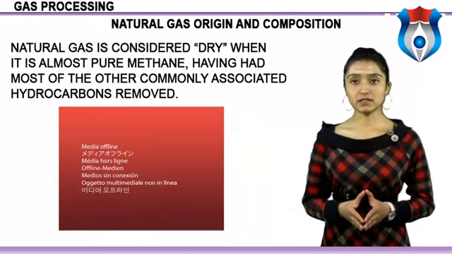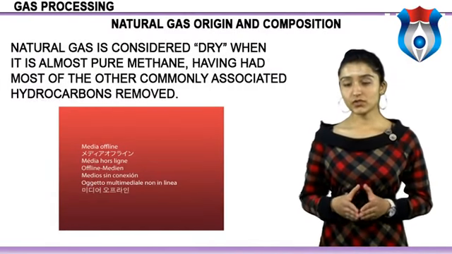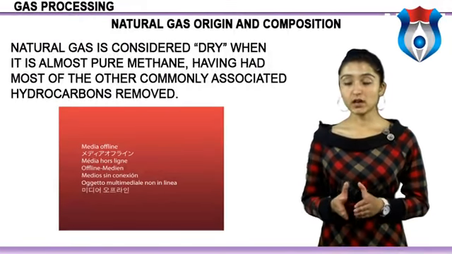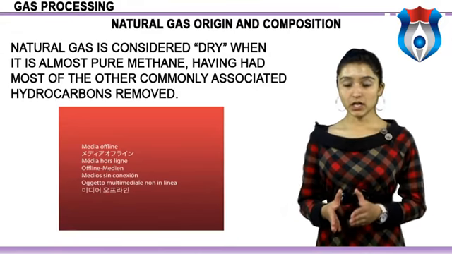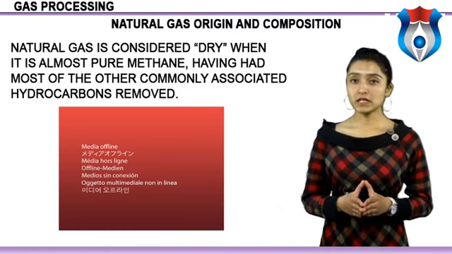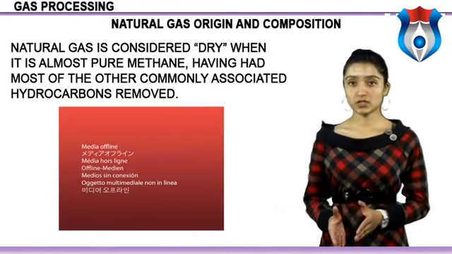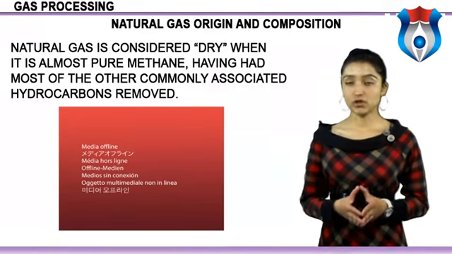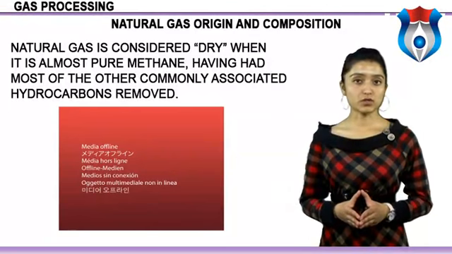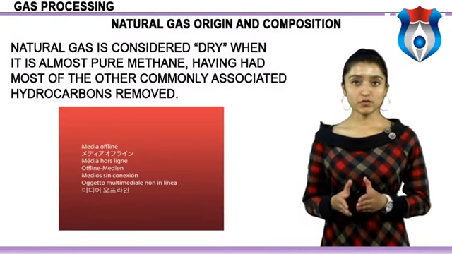Natural gas is considered dry when it is almost pure methane, having had most of the other commonly associated hydrocarbons removed. When other hydrocarbons are present, the natural gas is wet. The composition of natural gas varies depending on the field formation or reservoir from which it is extracted. Since the composition of natural gas is never constant, there are standard test methods by which the composition of natural gas can be determined and thus prepared for use.